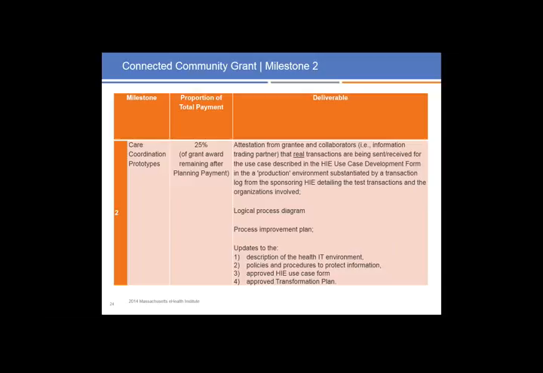We're also looking for a logical process diagram, a diagram depicting the processes that are in place or will be in place, and a process improvement plan, recognizing that as you start to venture outside the walls of your organization, there are going to be numerous opportunities to improve that will help you toward the next milestone, which is strengthening. Also looking for any updates to the description of the health IT environment, so any add-ons that may have been made to that environment, policies and procedures to protect information, and any changes to the approved HIE use case form and/or the approved transformation plan.